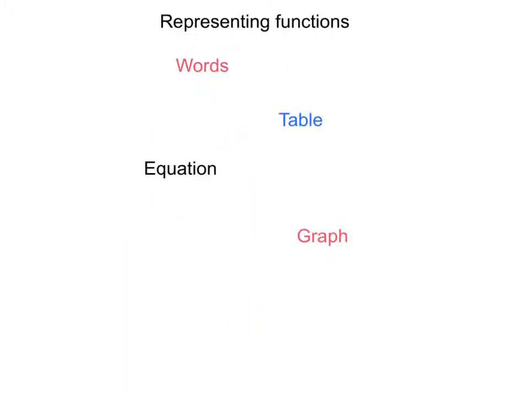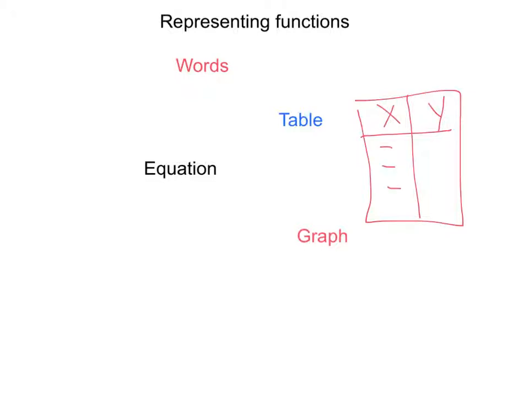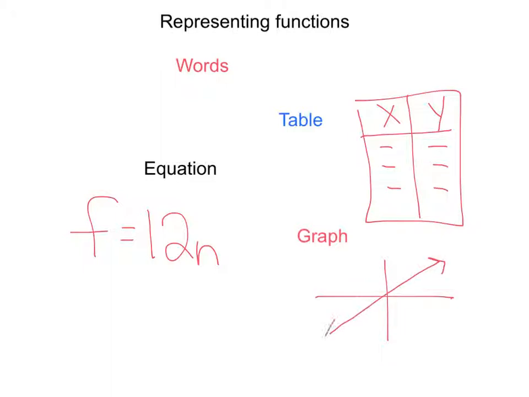There are 4 ways to represent functions. The word form, there are 12 inches in 1 foot, would be the word form of a function. You can also use a table, which is what we used in the last few examples, where you have your x and your y and then all of your values below. You can have an equation, which is usually something like f equals 12n, where f represents the number of feet and n represents the number of inches. Or you can have your graph, which has your points on a graph.